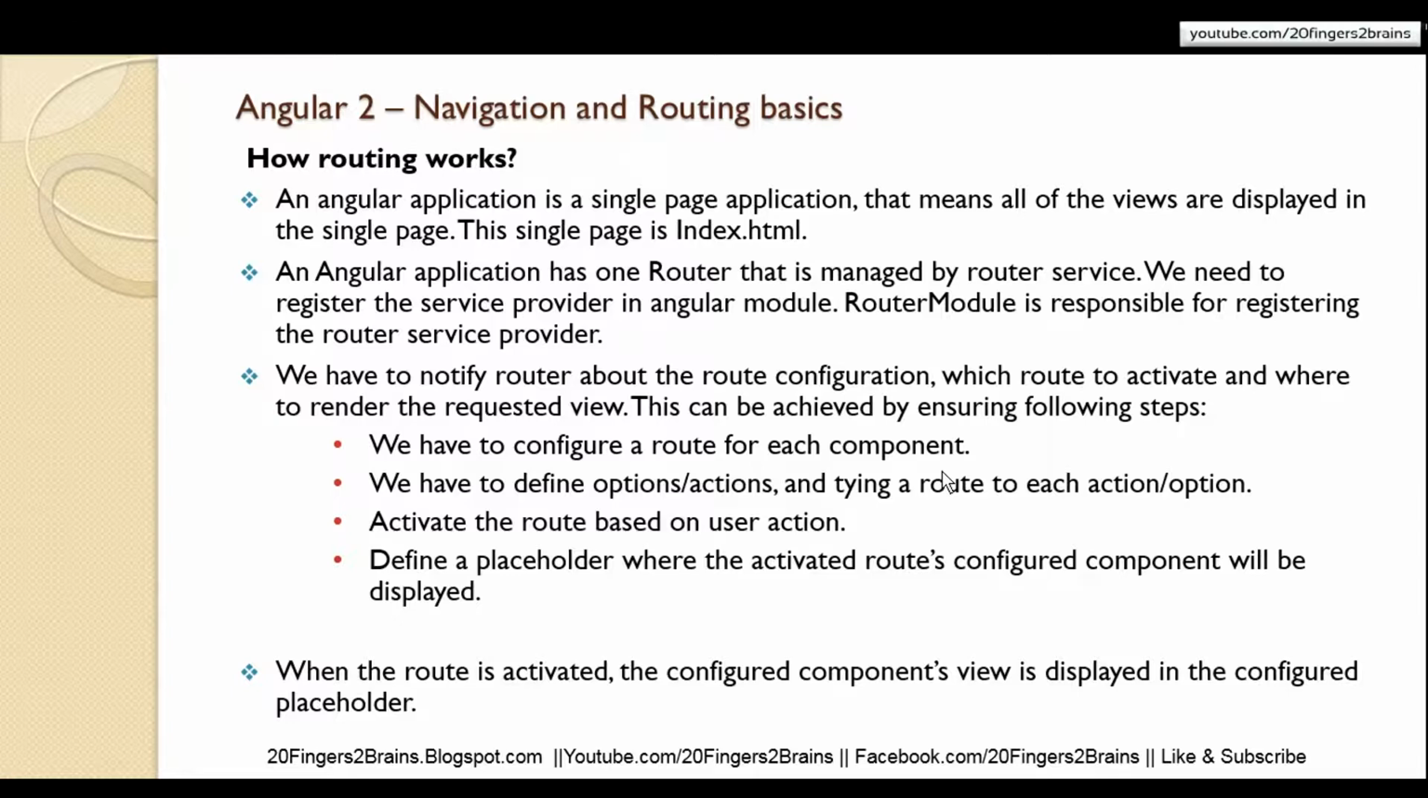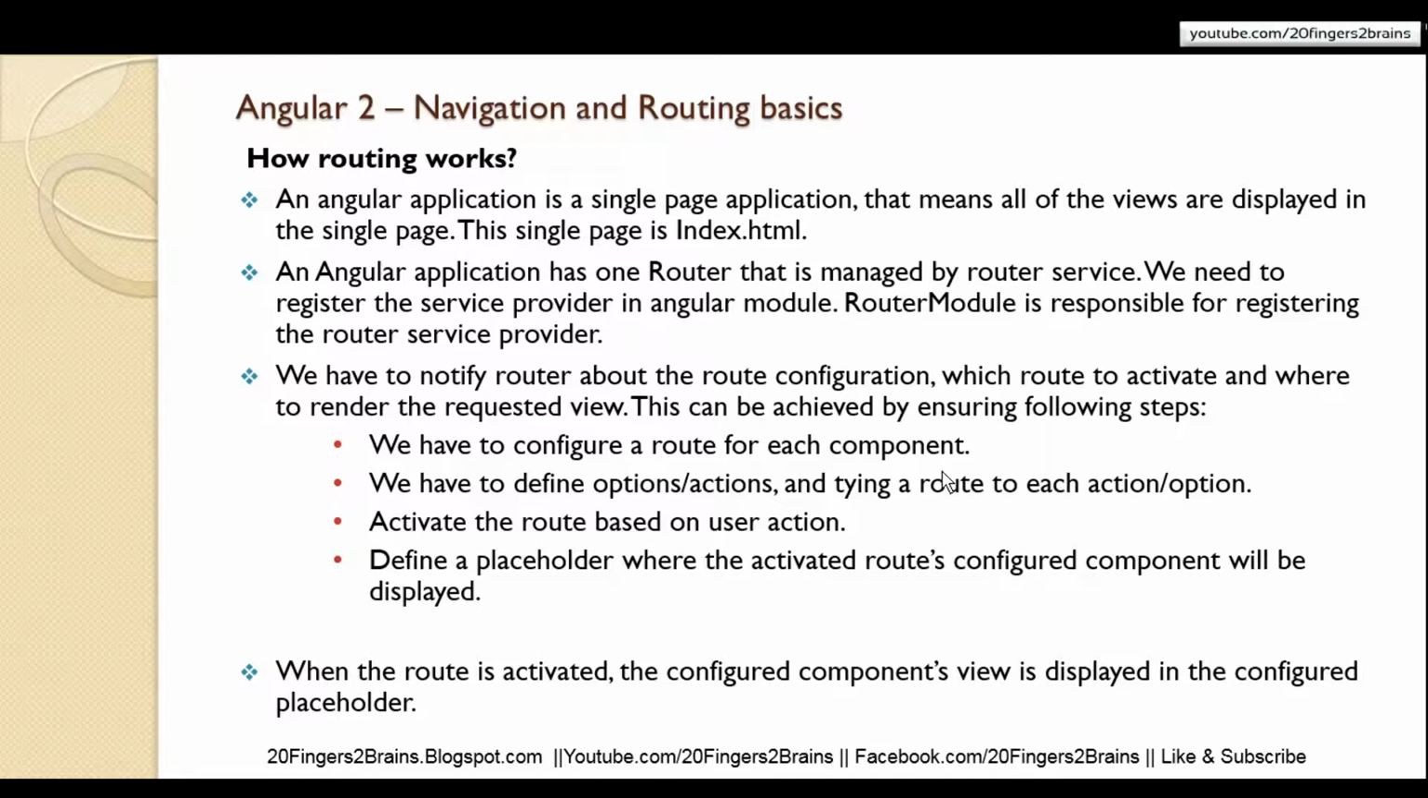So these are the three very important points. The first point is, what is the route configuration? In route configuration, you specify that for this route, this component has to be rendered. Second point is, you have to create the actions and tie that route to these actions. For example, add player is our button, so you have to tie a route to that button. So when you click that button, that route will be activated. The third part is where to render that route. There has to be a placeholder which is going to be a common place for all the views to render.